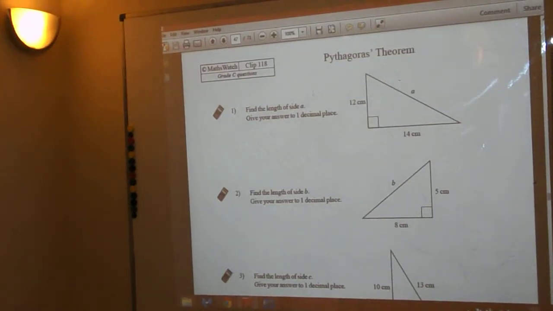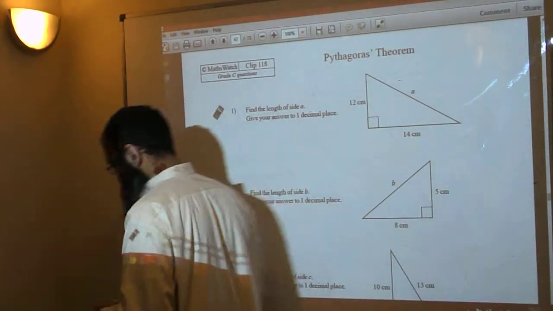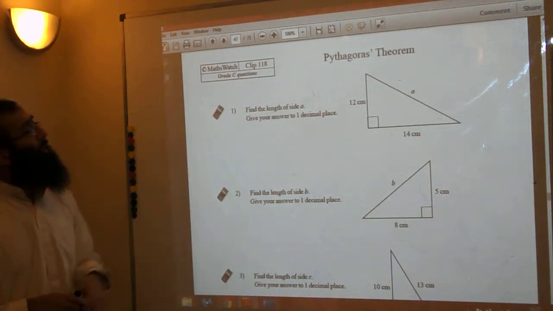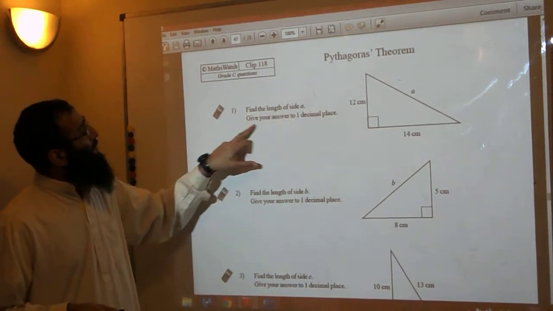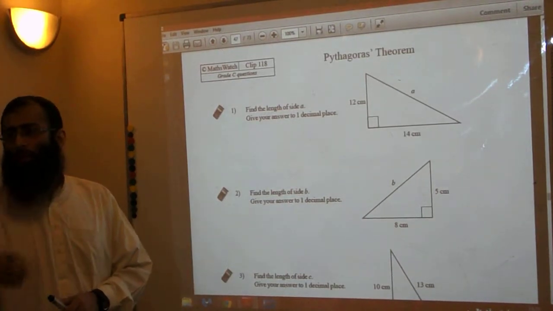Okay, right, let's get started. So we have here Pythagoras Theorem. Okay folks, we got clip 118, a grade C question. Find the length of side A, give your answers to one decimal place. So let's first of all have a look.